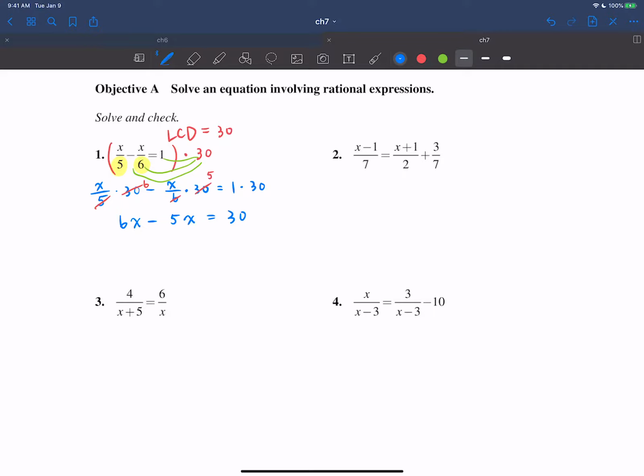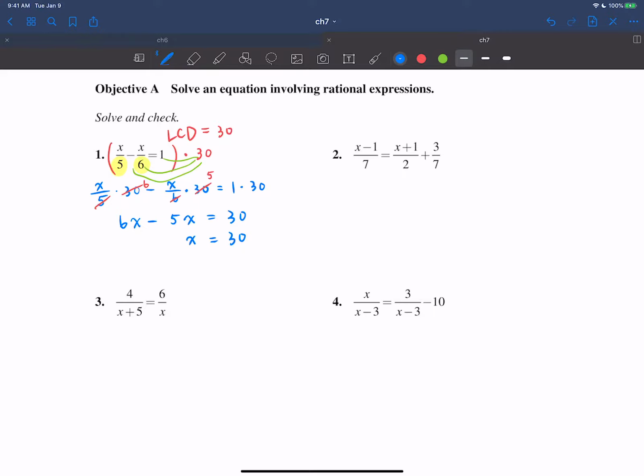Combine like terms on the left hand side. 6x minus 5x, that is 1x, or just x, equals 30. And then we're done with number 1. The answer is 30. And of course, the title says solve and check. So if you plug x equals 30 back into the original equation, you should be able to make the equation true.